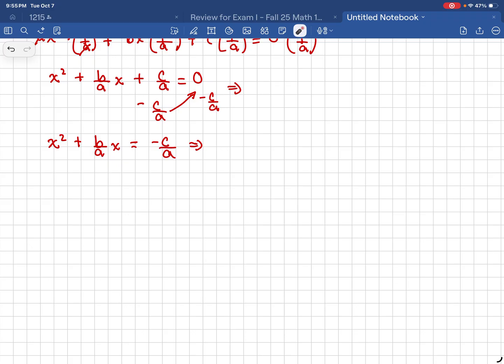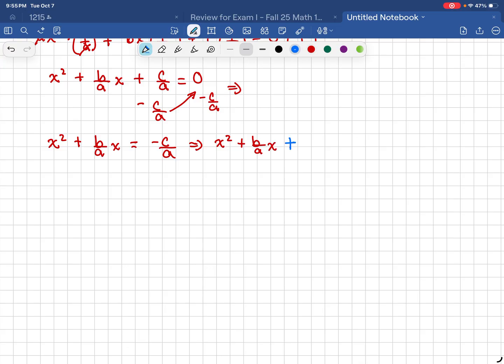But we must remember that what we do to one side, we must do to the other, as stated by Bhaskara II. Ooh, that was a hard one. So this means we have x squared plus b over a x plus b over a, and I'm going to put that over 2, and I'm going to square that. Remember, completing the square. And I have equals negative c over a, and what I do to one side must be done on the other side.